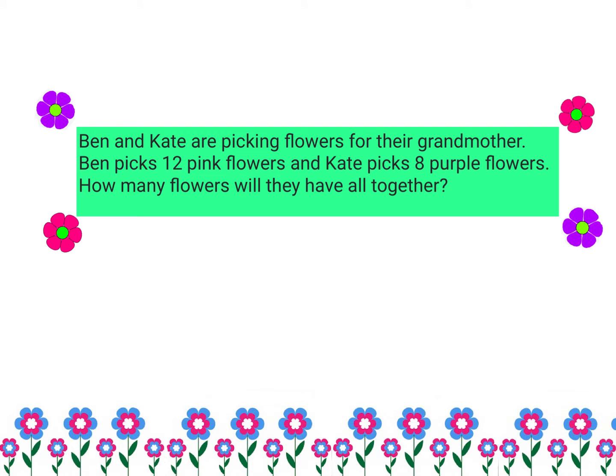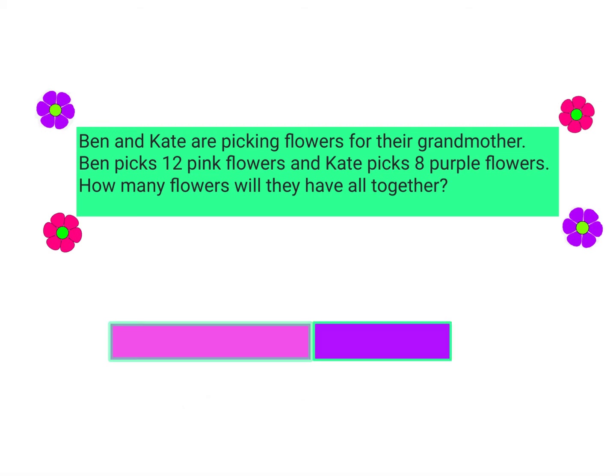In this example, we're going to practice using strip diagrams to look at addition, to have a visual. So the question to the children is, Ben and Kate are picking flowers for their grandmother. If Ben picks 12 pink flowers and Kate picks 8 purple flowers, how many flowers will they have altogether?